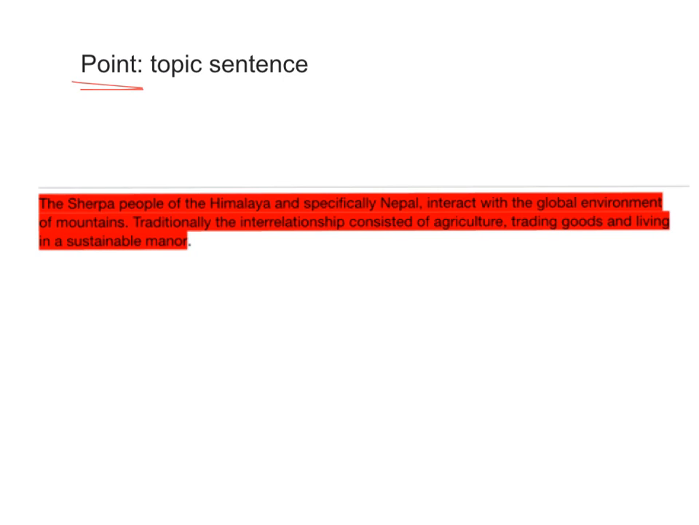I've highlighted in red, and you'll see why when we get to the end. The Sherpa people, so I've identified here, actually I'll do that in black. The Sherpa people of the Himalaya, so I've identified and located where, specifically in Nepal, interact with the global environment of mountains. Traditionally, the interrelationship has consisted of agriculture, trading goods and living in a sustainable manner.